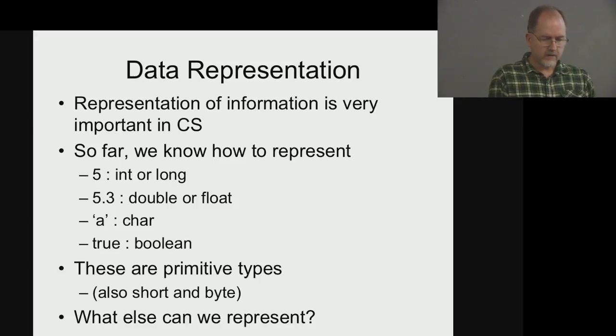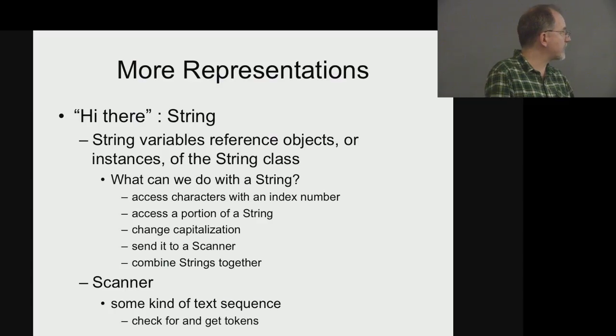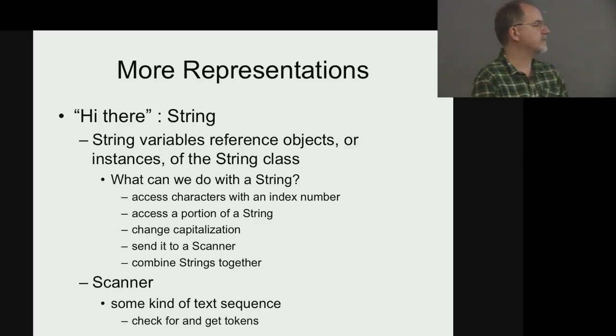But we know a little bit, we have some more complicated representations already. We've talked about strings. So strings are collections of characters. And they're what we call objects. They have sort of this independent life, and you can ask them questions like, give me the character at position 3, or change the capitalization of this thing, or you can manipulate the data in some sort of meaningful way using methods.